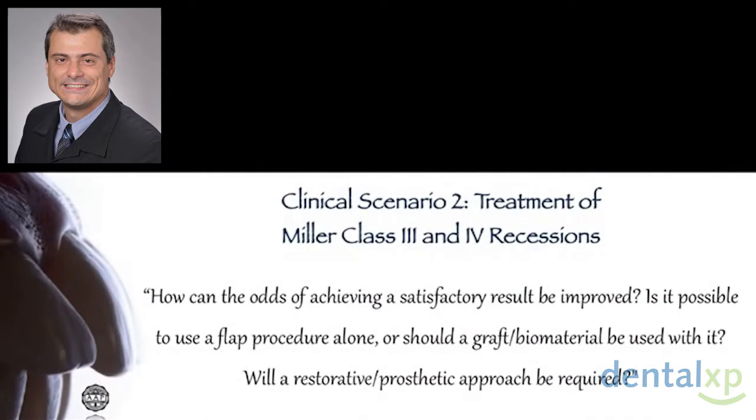So let's move forward to the second clinical scenario. And this clinical scenario regards the treatment of Miller class 3 and 4 recessions. So can the odds of achieving a satisfactory result be improved for such defects? And is it possible to use a flap procedure alone, or should a graft or biomaterial be used with it? And will a restorative or prosthetic approach be required to complete the treatment?